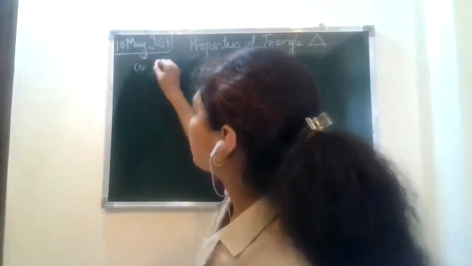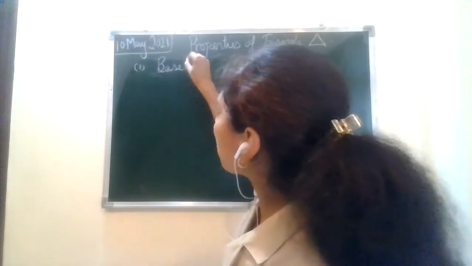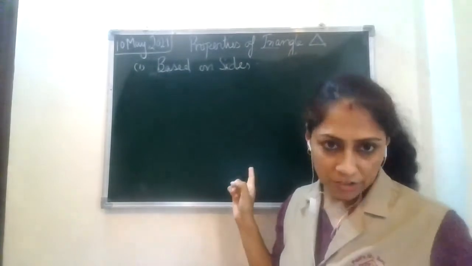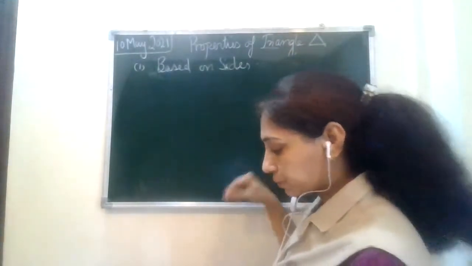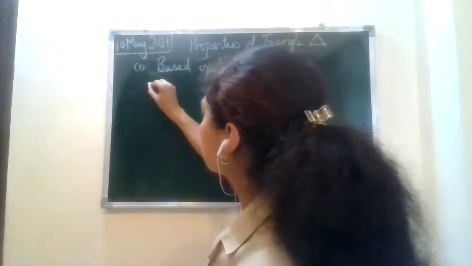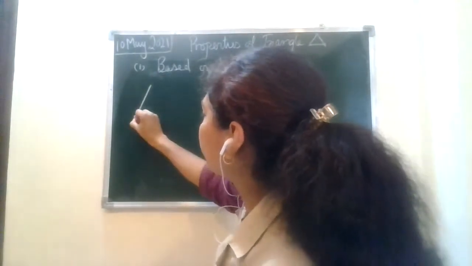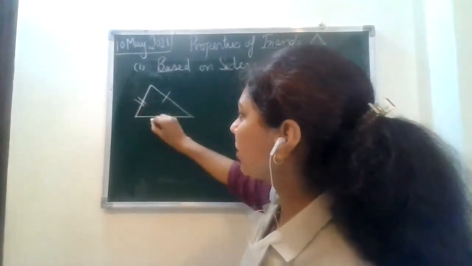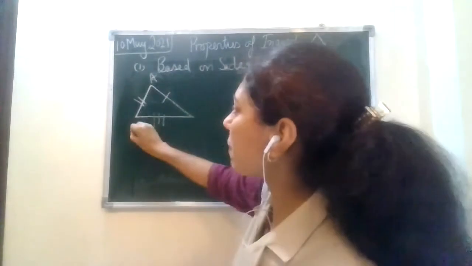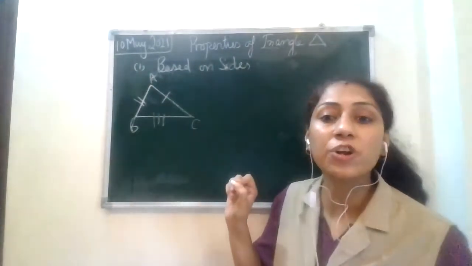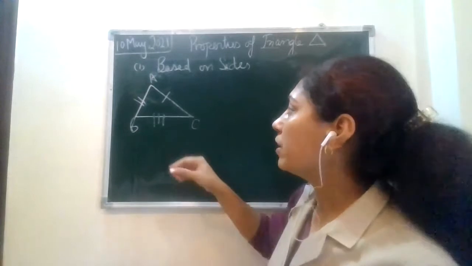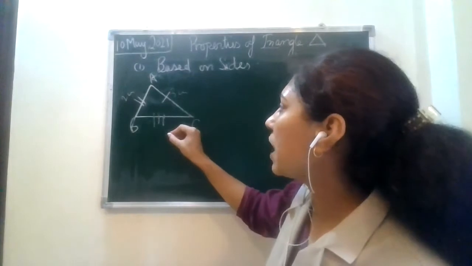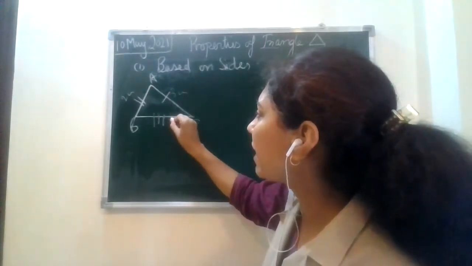Based on sides. If all the three sides of the triangle are different, see, I've done the marking also, these three sides are not matching with each other in terms of measurement. For example, if this is 2 centimeter, this is 3 centimeter, and this will come out to be, you can say, 5 centimeter.